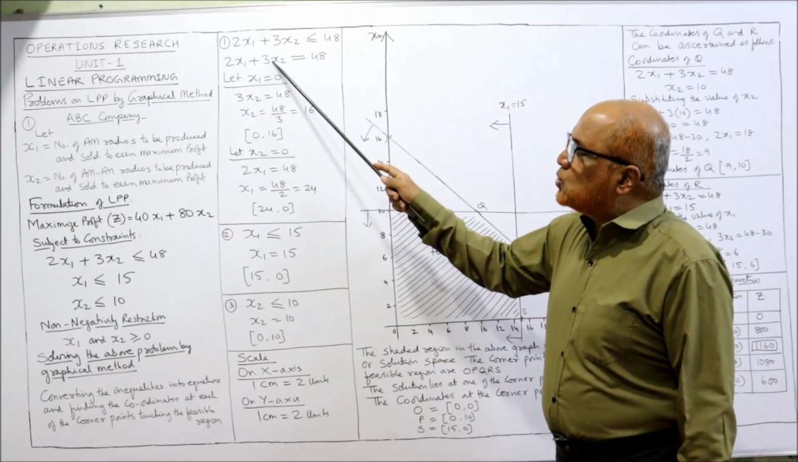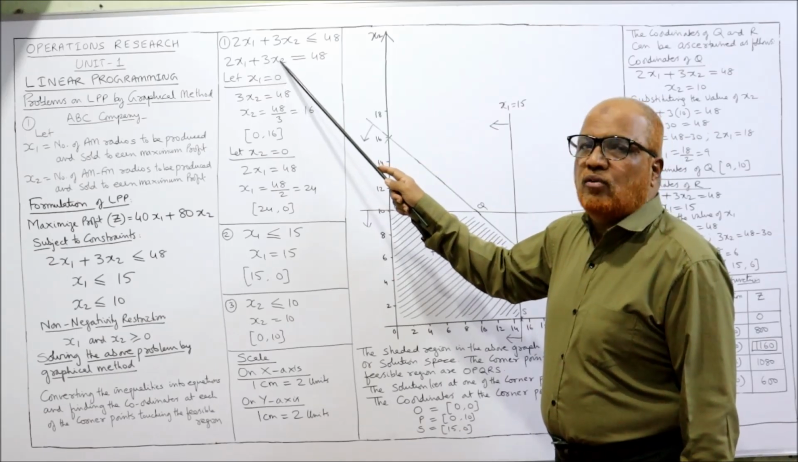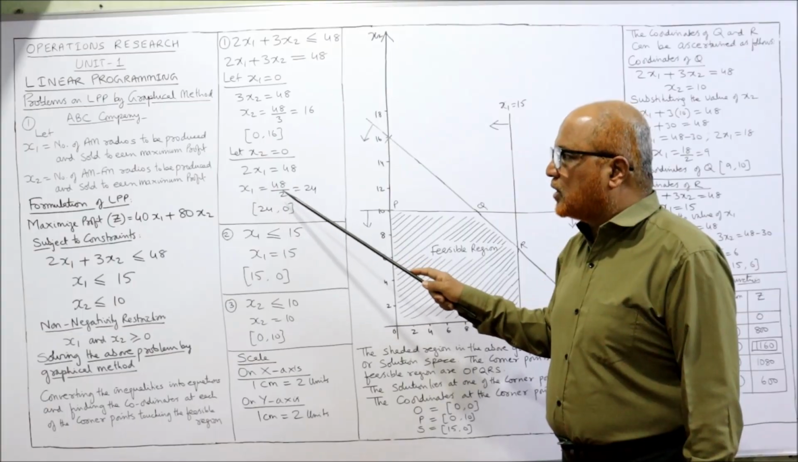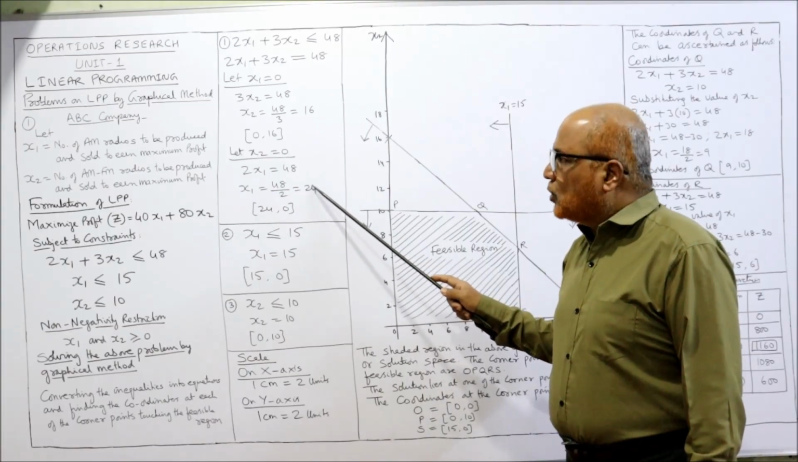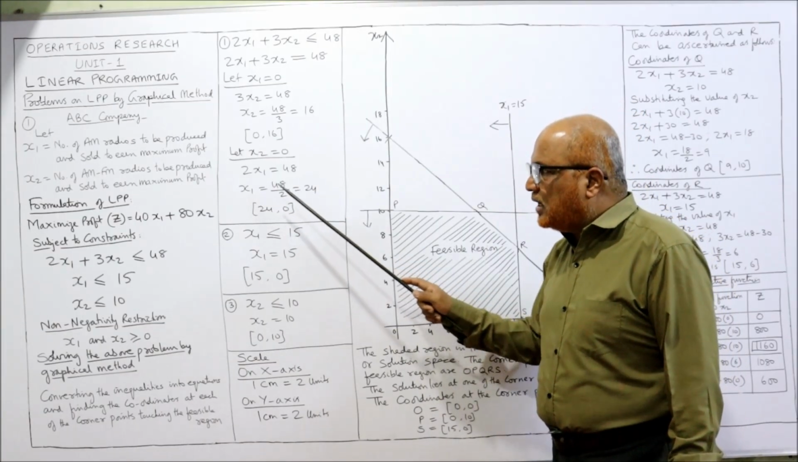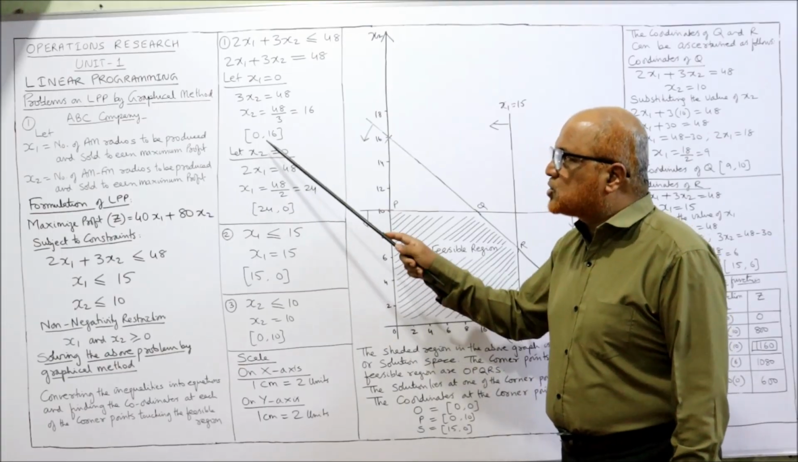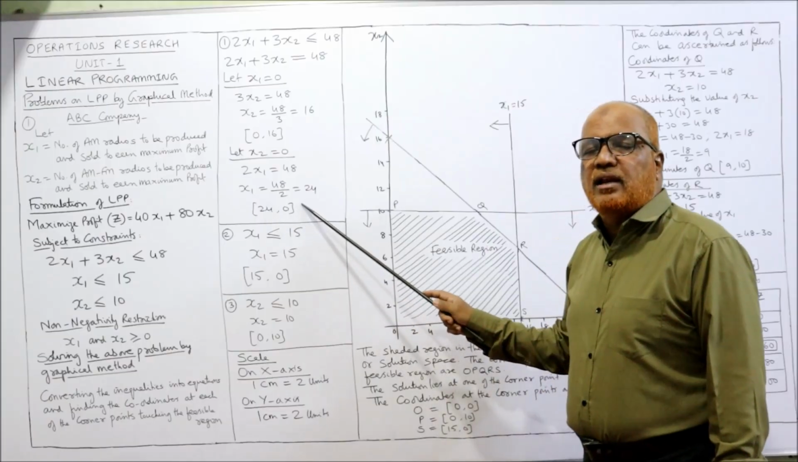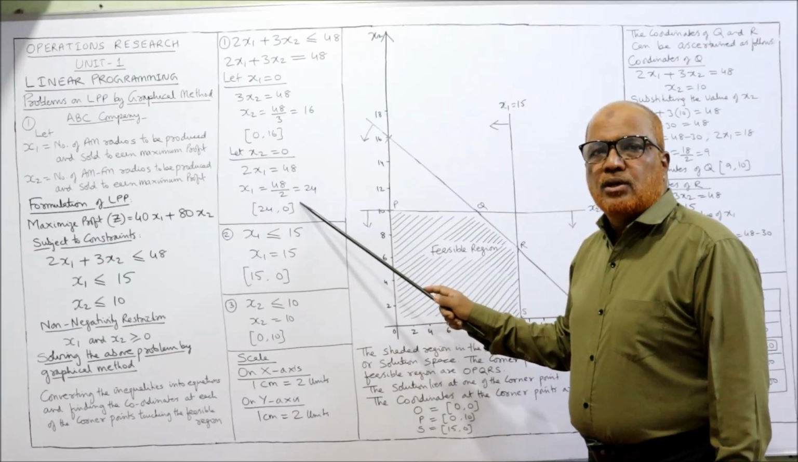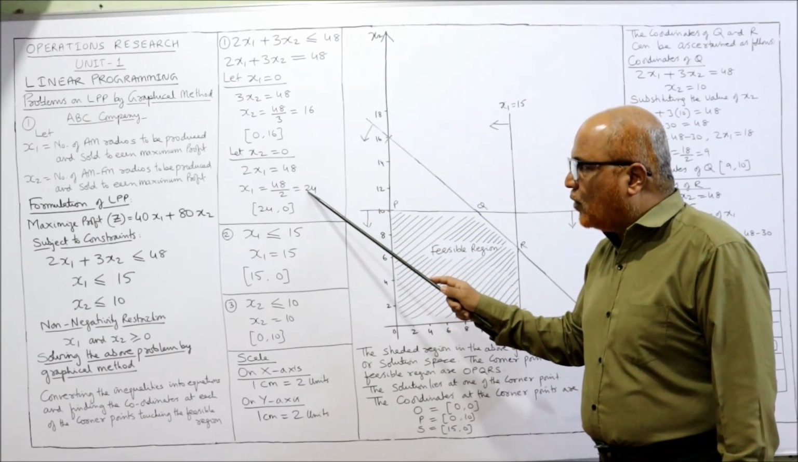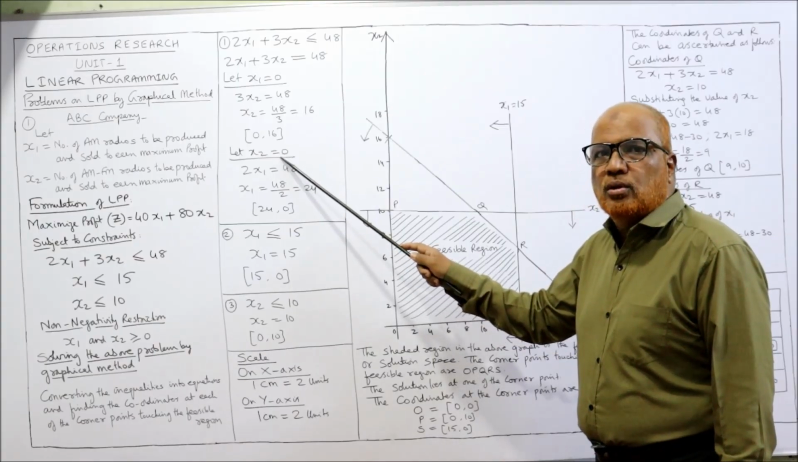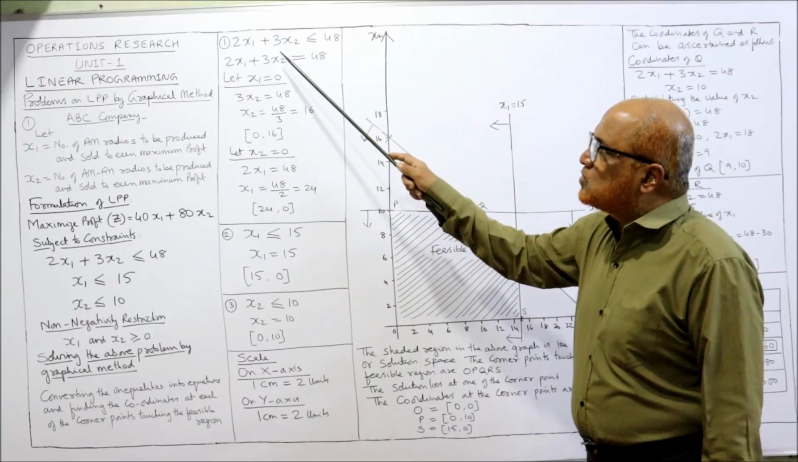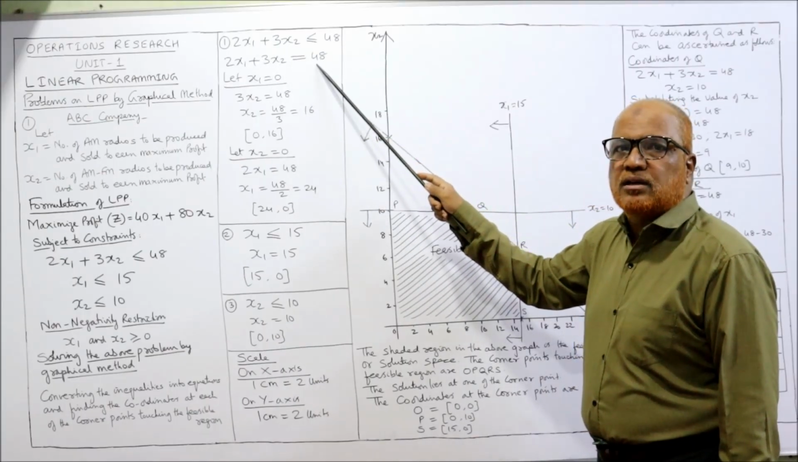So if we take x2 is equal to 0, so 3 into 0 will become 0. So 2x1 is equal to 48. x1 is equal to 48 by 2, 24. The coordinates are x1 is 24 and x2 is 0. The first value is x1, second value is x2. So when x1 is 24, x2 is 0. So these are the two coordinates for the equation 2x1 plus 3x2 is equal to 48.